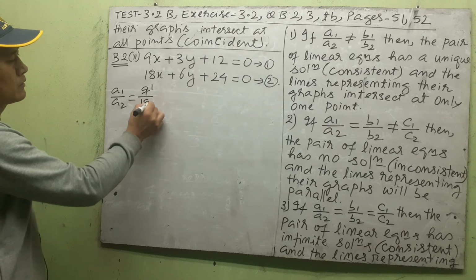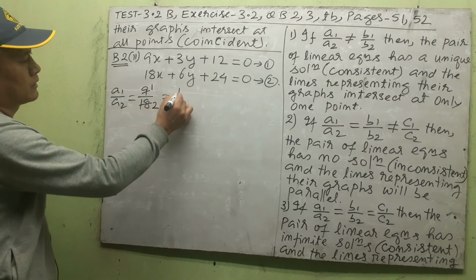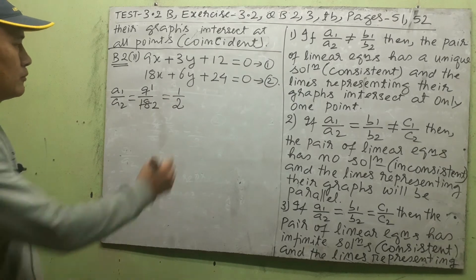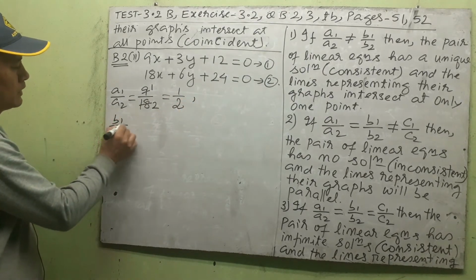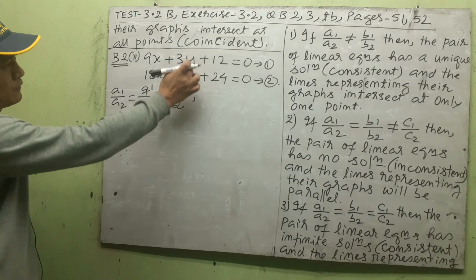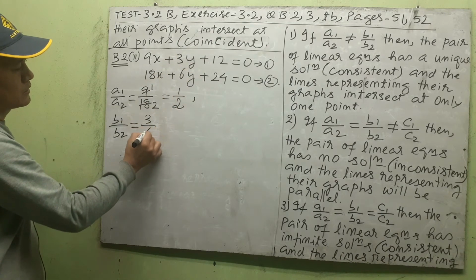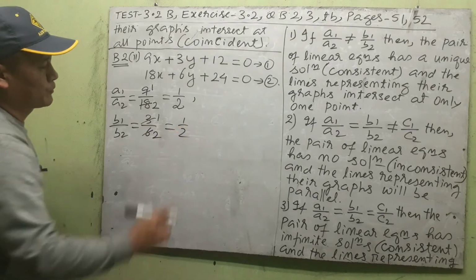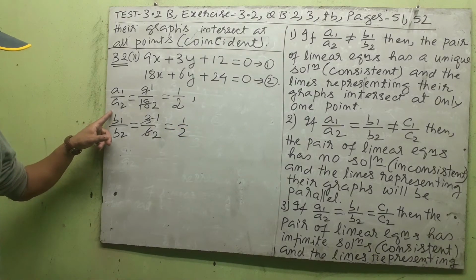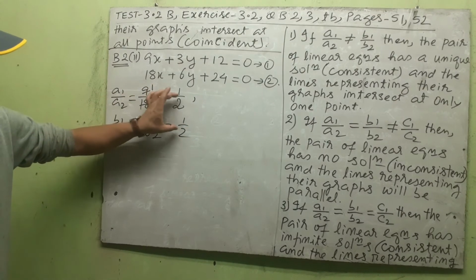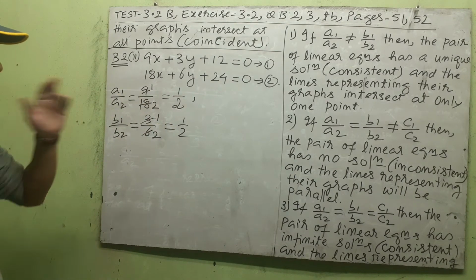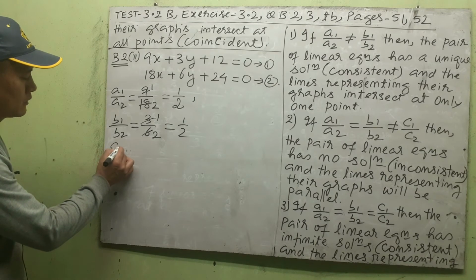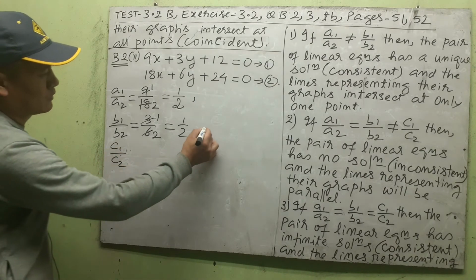Clearly we can cancel, so 9 1s are 9, 9 2s are 18. Can't cancel anymore, so the expression is 1 by 2, that's the standard form. Then B1 by B2, coefficients of y here 3 by 6, can cancel, 3 1s are 3, 3 2s are 6, 1 by 2. We see that A1 by A2 and B1 by B2 are both equal to half, so they're equal. In case these two are equal, then you go and find out only after that C1 by C2.